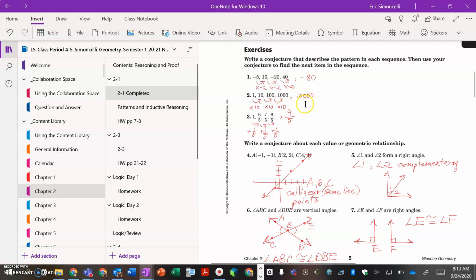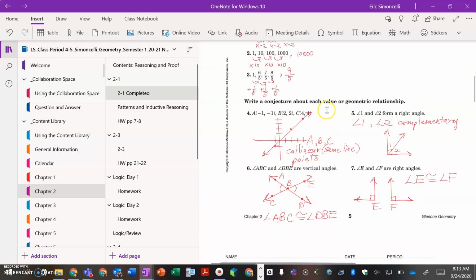So I would argue if you multiply by 10 again, you're seeing here hopefully the answer, 10,000. Number 3: 1, 6/5, 7/5, 8/5, and then I'm saying here a 9/5 because it looks like you're adding a fifth, and that's the case. Make sure you're in fact seeing the same exact number being added or multiplied, or even in some cases subtracted or divided. Write a conjecture about each value or geometric relationship.